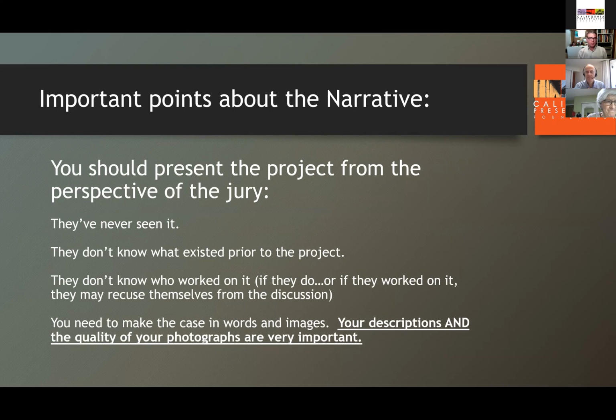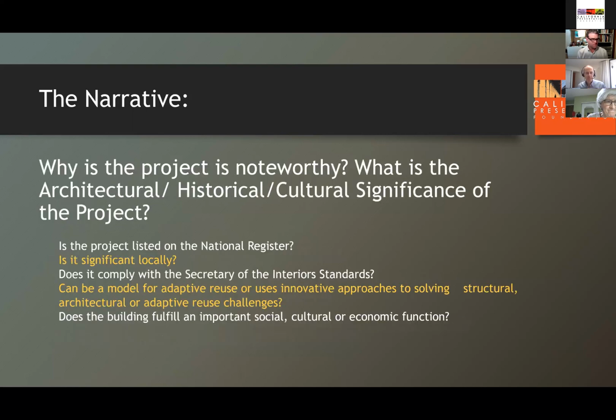So it's really important to remember that to the jury, your project may not be geographically near them. They may not be familiar with your project at all, the challenges, the participants. If somebody on the jury did participate in your project, they'll recuse themselves from the jury during the discussion for your project. So it's just really important that in your submittal, you're providing a lot of context from the perspective that someone likely has never seen your project. Next slide.